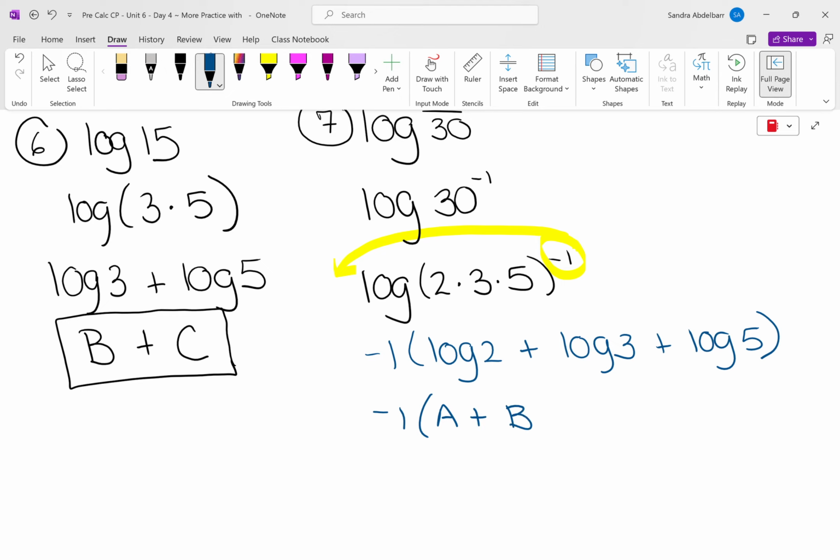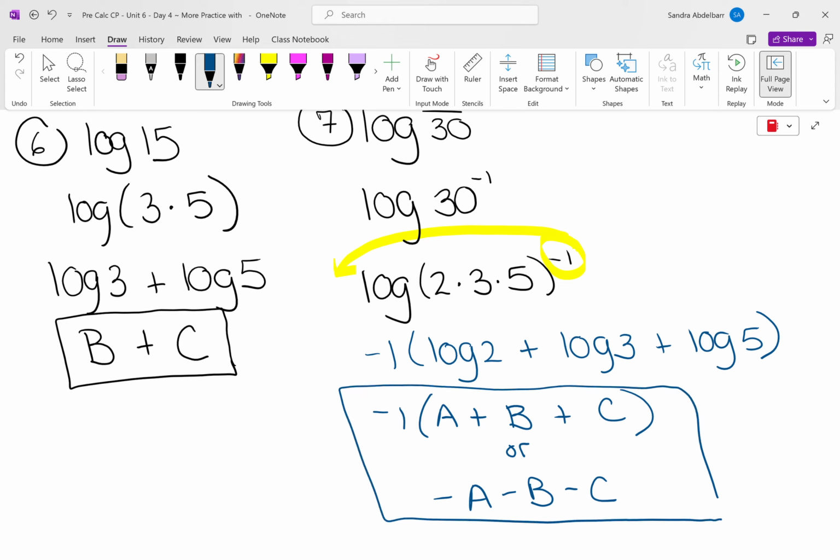Well, we said log of 2 is A, plus log of 3 is B, plus log of 5 is C. You can leave it like this, or what else could you do? Well, it's already factored out. You could multiply it back in. So you could have this answer, or you could have -A minus B minus C. Either answer is acceptable in my book.